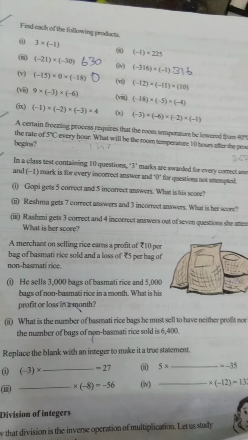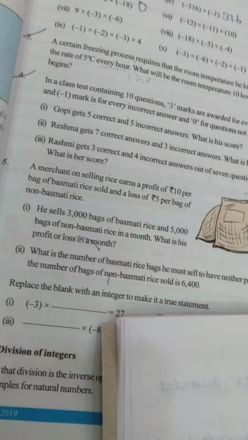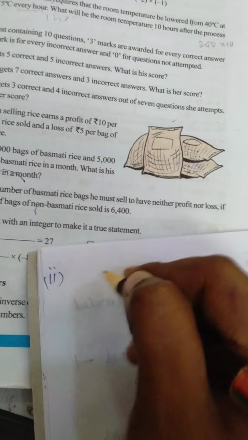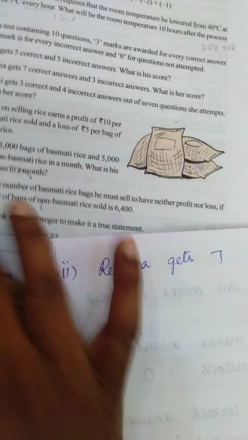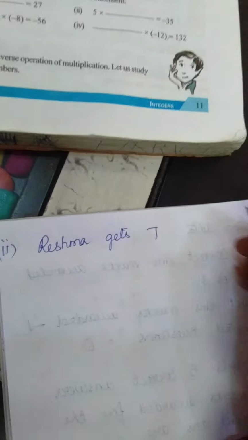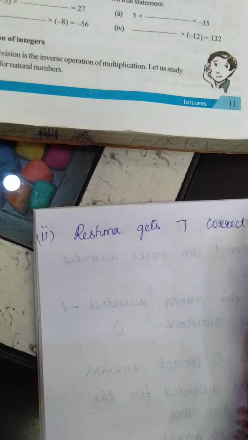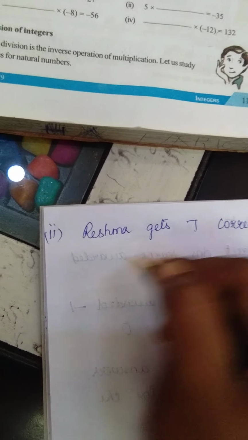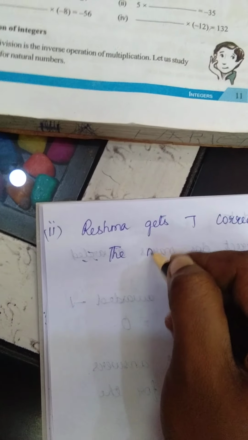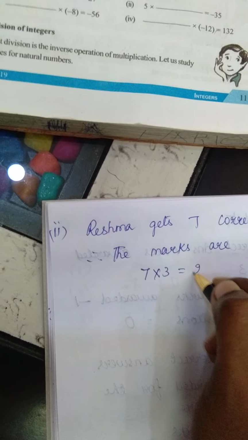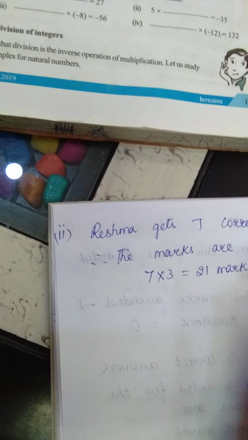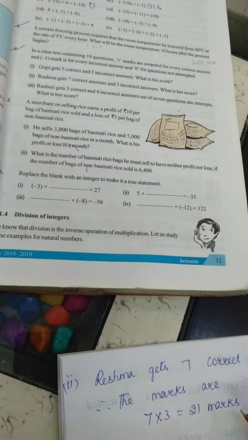Now see the second question. What is the second question? Reshma gets 7 correct answers and 3 incorrect answers. What is her score? First of all, Reshma gets 7 correct answers. Therefore, the marks are 7 into 3. Yes or no? 21 marks.